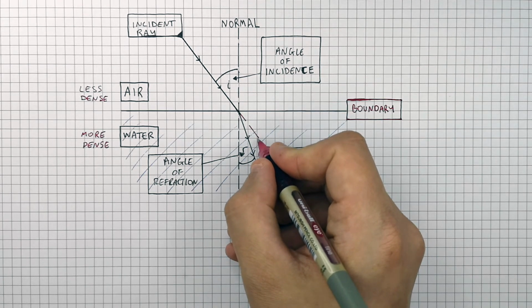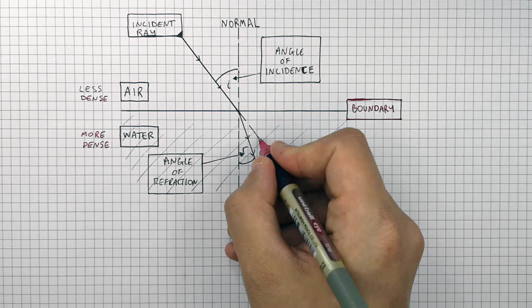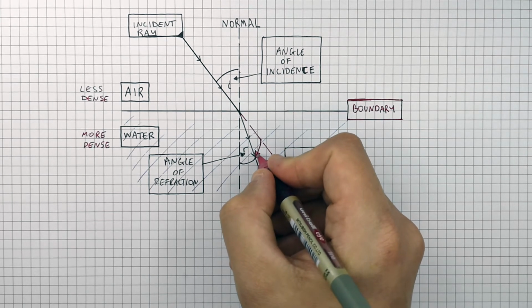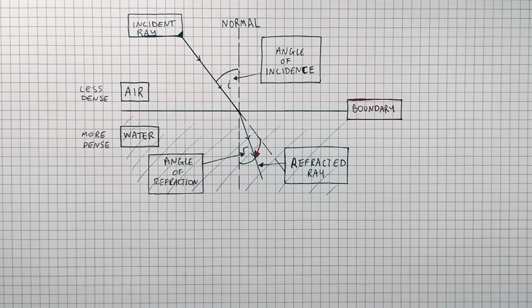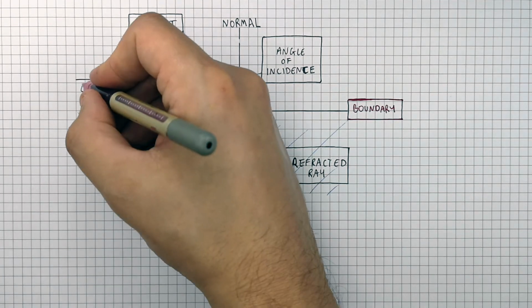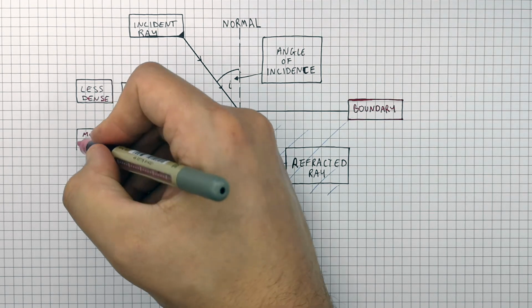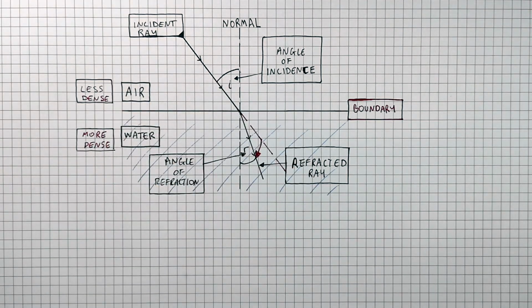Light is going to bend away from the normal or towards the normal. In this case, it's bent towards the normal. This is because the light has traveled from a less dense material, which is air, into a more dense material, which is water. So it's bent towards the normal. So in this case, the angle of refraction is smaller than the angle of incidence.